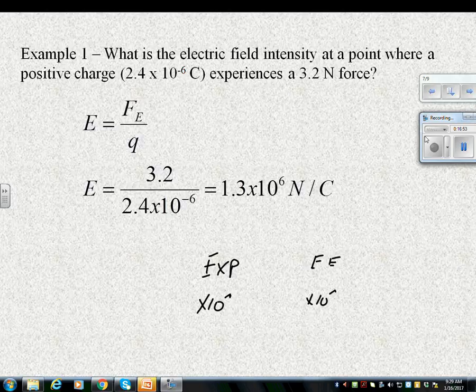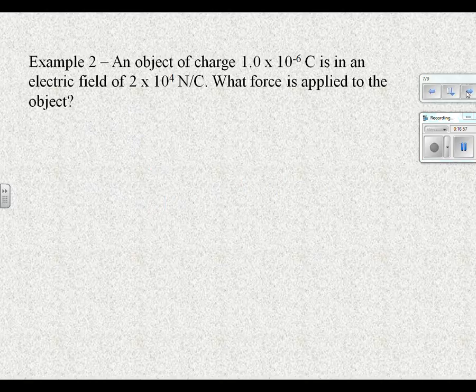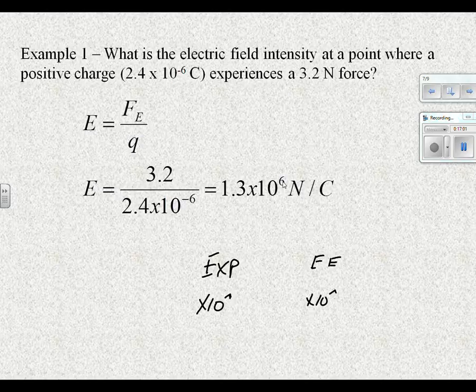Let's try one more question here. How come the exponent changed on the 6? Oh, it did. Well, because when you divide by a really, really small number, you get a really, really big number. Does it show that on your calculator?